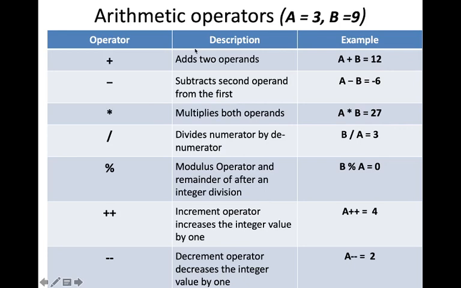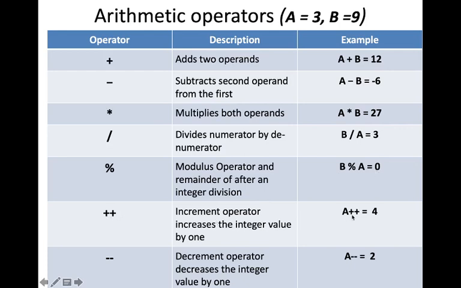So these are the different arithmetic operators. If a equal to 3 and b equal to 9, then a plus b becomes 12, a minus b becomes minus 6. So 3 minus 9 is minus 6. Then multiplication a into b, that is 3 into 9, it is 27. Division b by a, that is 9 by 3, it is 3. Then the modulus operator. Here b is 9, 9 mod 3. There is no remainder, the remainder is 0. So b mod a is 0.